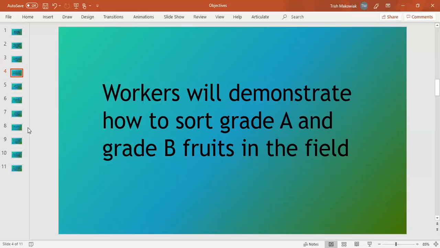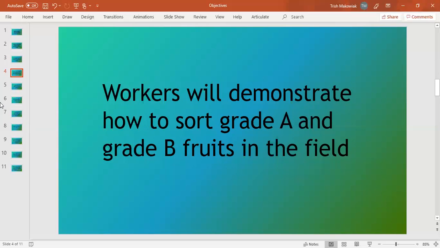I think I would go far enough to say that in the field would be the condition, because that's specific enough to me to say that they're actually going to be in a field as opposed to doing this through CBT. Right? Right. So they're going to have to actually go somewhere, it sounds like to me, and actually sort these fruits, and be demonstrating them. Right, and demonstrating how to sort them, which means knowledge.